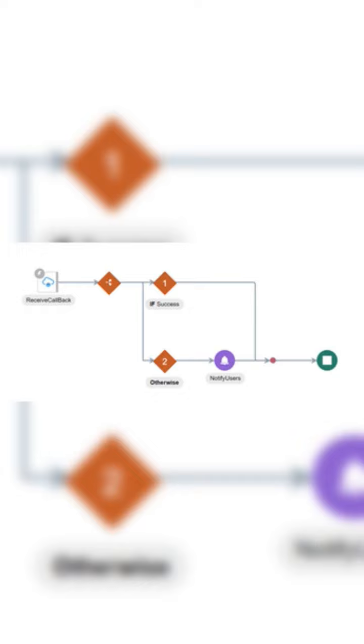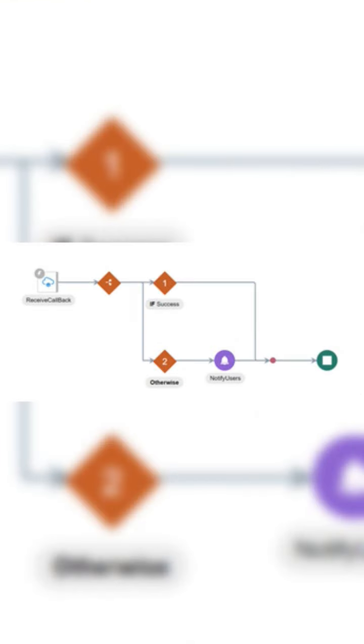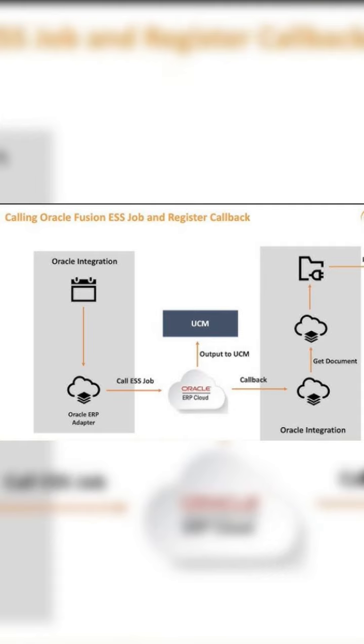Steps to configure a callback. Create an integration. Design the integration to accept callback responses, typically in an orchestrated integration flow. Generate a callback URL. In the integration, a dynamic callback URL is created based on the unique instance of the integration. Pass the callback URL.